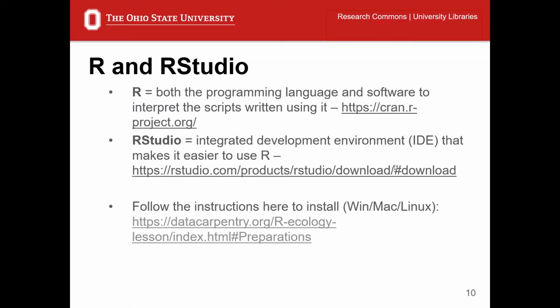So here, you can get R at this link, cran.r-project.org. And so you need to install that first. And then you need to go to this RStudio link here, and then download the appropriate version, be it for Windows, be it for Mac OS, or be it for Linux. So these are two things that you do need to have installed before we get going with this workshop.